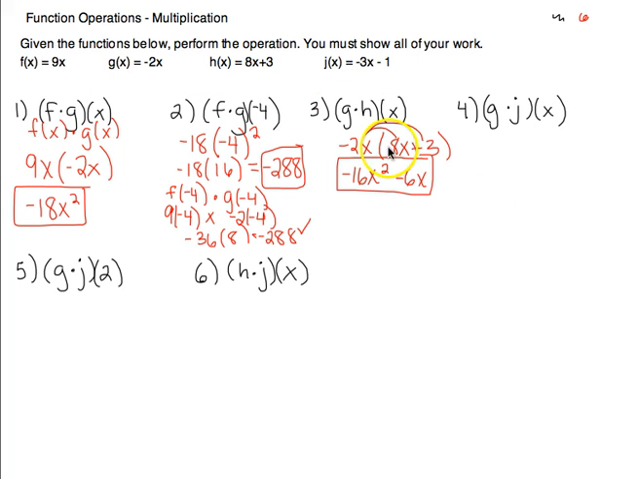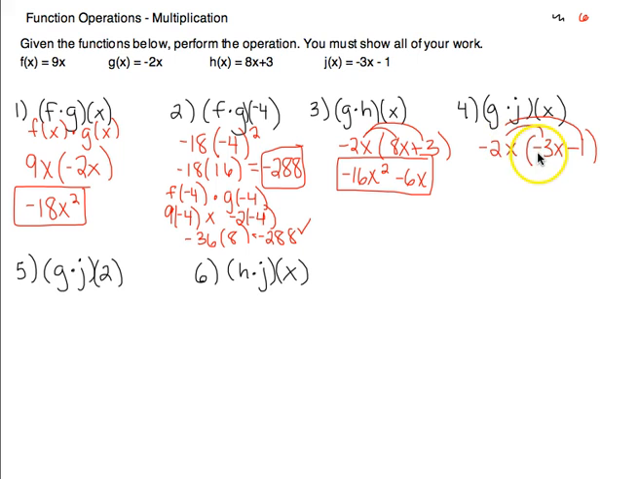All right, next one says g times j of x. So g is negative 2x. We're going to multiply times j, which is negative 3x minus 1. Same as in number 3, I need to distribute here, but be careful because I've got lots of negatives.